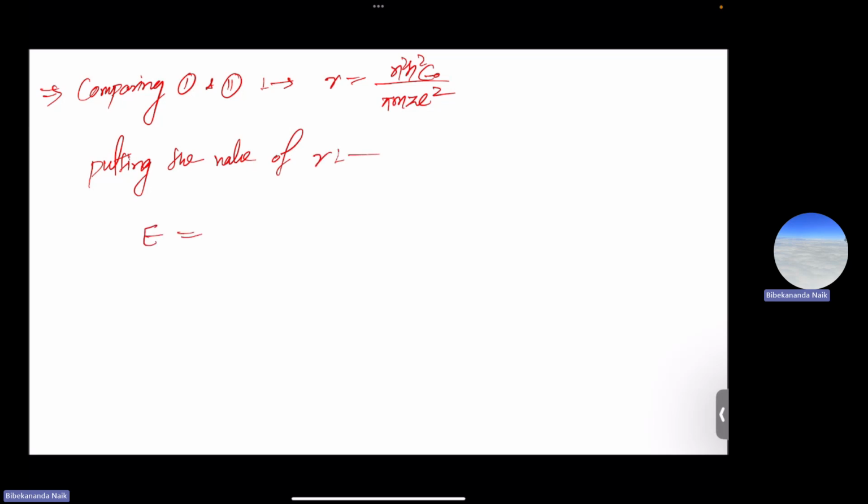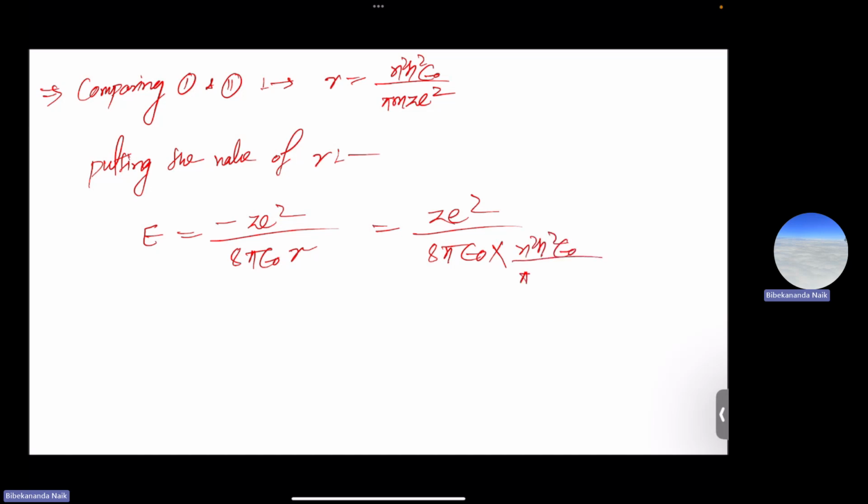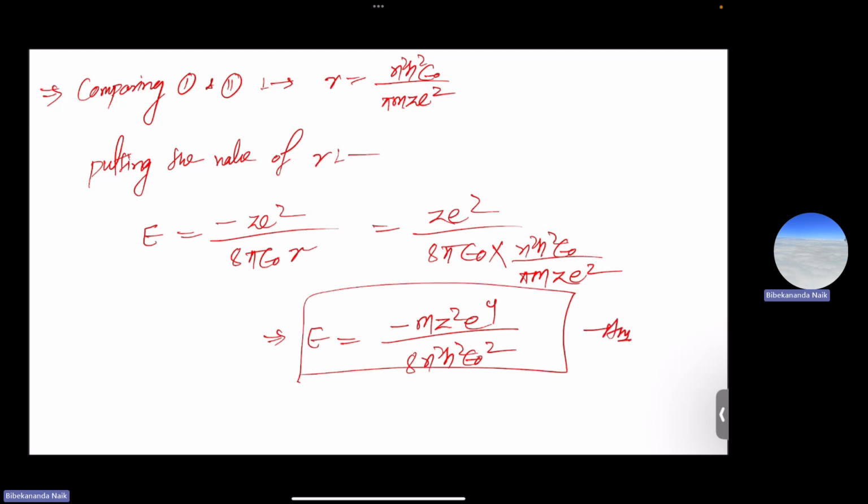So if we put the value of r, then the total energy will be minus z square divided by 8 pi epsilon 0 r. R is n square h square epsilon 0 by pi m z square. So total energy will be minus m z square e fourth divided by 8 n square h square epsilon 0 square. So this is the correct answer.